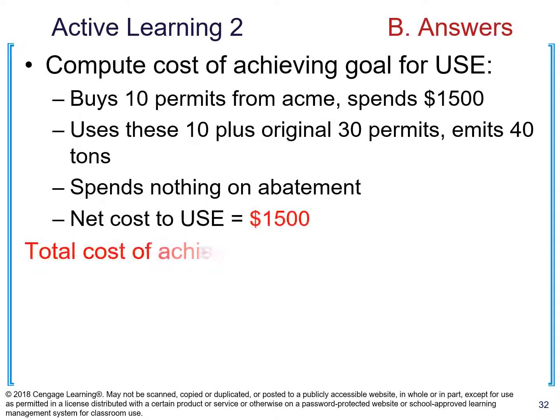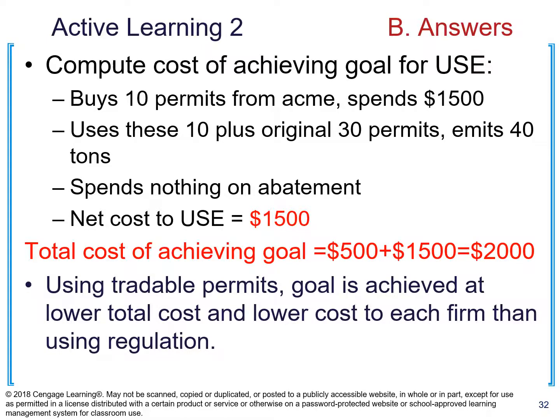For US Electric, it can buy 10 permits from Acme and spend $1,500. It can use those 10 plus the original 30 permits and emit 40 tons. It spends nothing on abatement. The net cost to US Electric is $1,500. The total cost of achieving the goal is $500 plus $1,500, which is $2,000. So you can see, using tradable permits, the goal is achieved at a lower total cost and lower cost to each firm than using regulation.